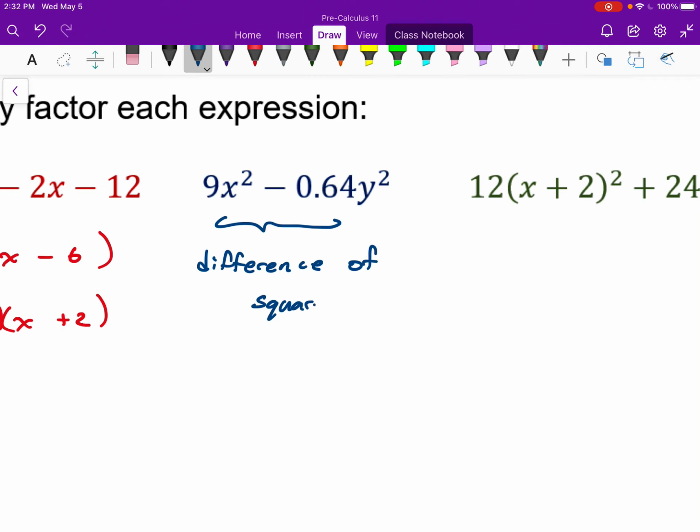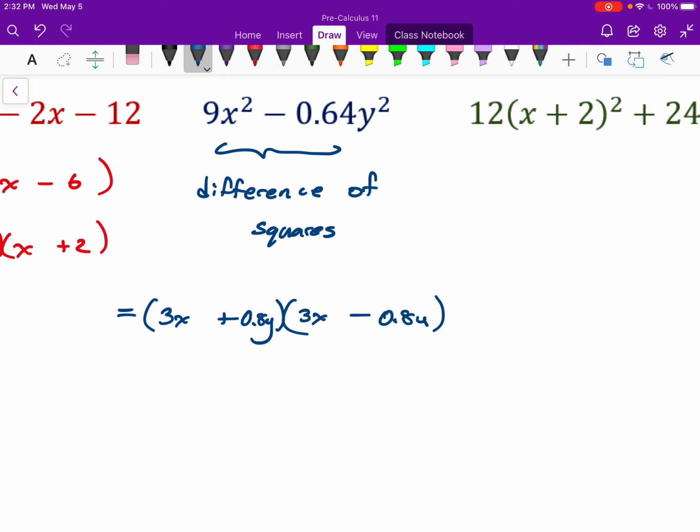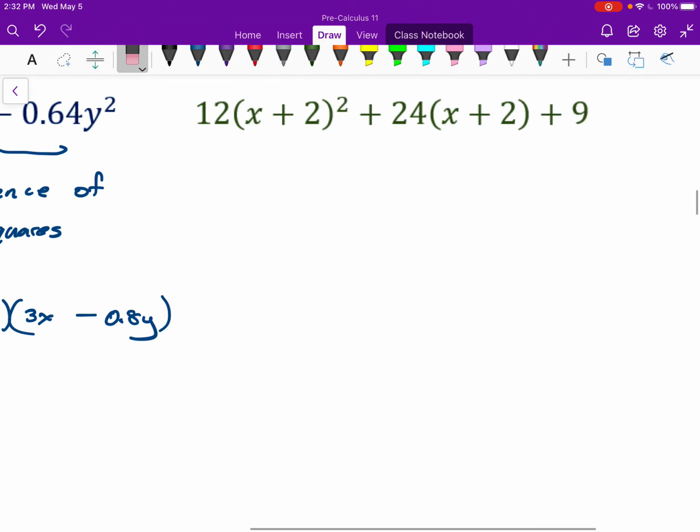Once you notice it's a difference of squares, we should be able to factor it really quite quickly. I have 2 factors that are the same, except one's plus, one's minus. In this case, the first term will be 3x for each. The last term will be 0.8y for each. But one's minus 0.8y, one's plus 0.8y. And again, if this equaled 0, I could do more. But right now, I'm focused on just factoring some slightly more challenging examples, such as this last one.